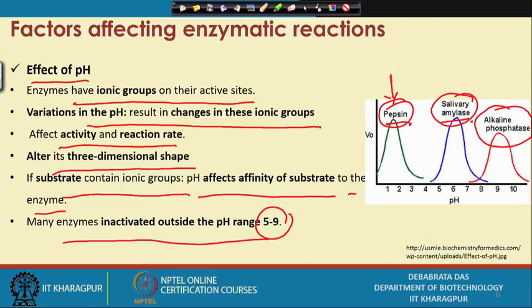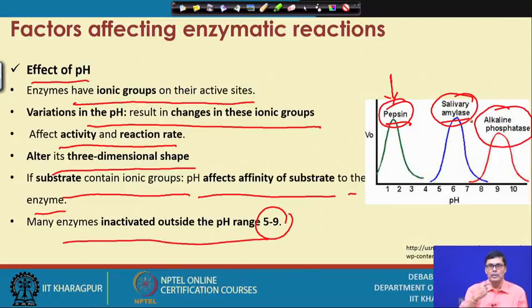Salivary amylase is present in our saliva, and its activity is more or less close to neutral pH. Now alkaline phosphatase usually occurs at alkaline pH. This justifies how different enzymes are activated at different pH due to the different ionization characteristics of the enzymes.